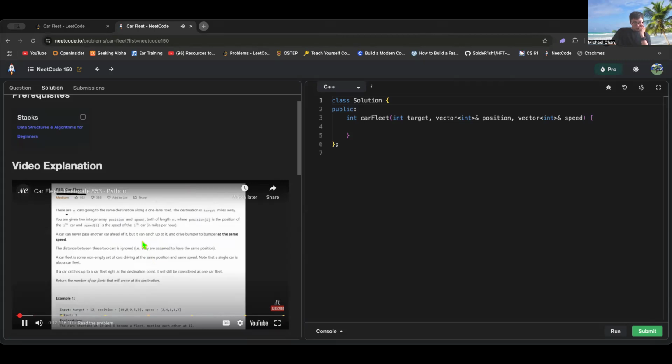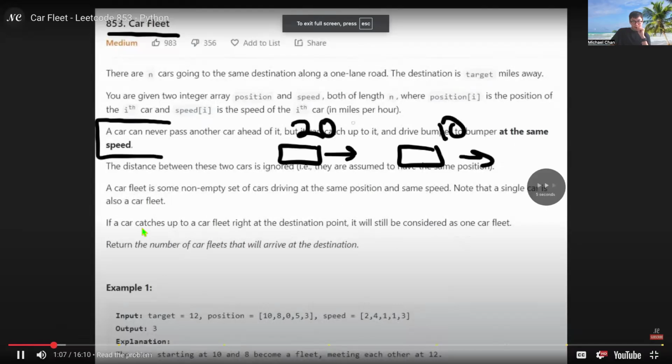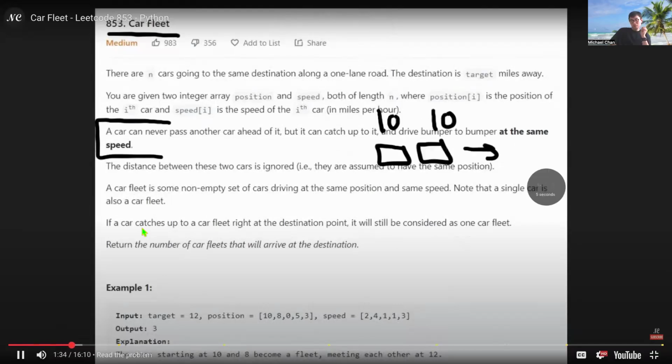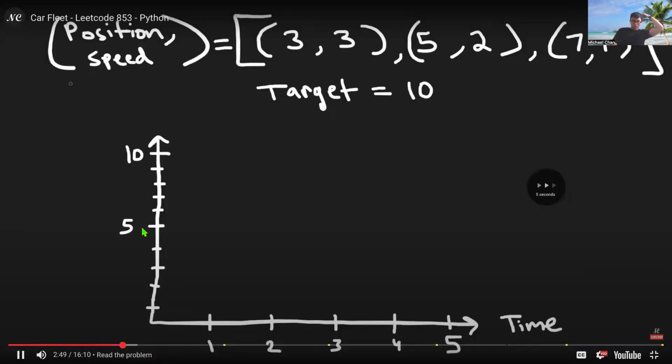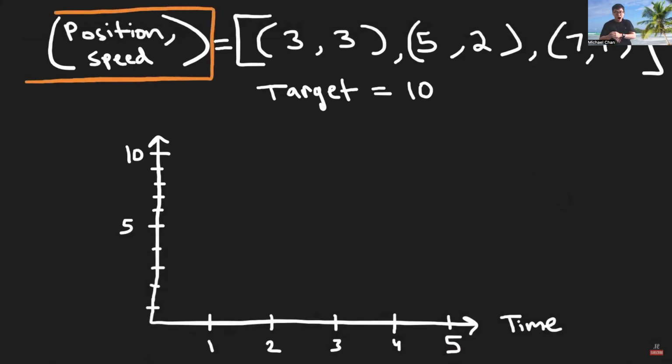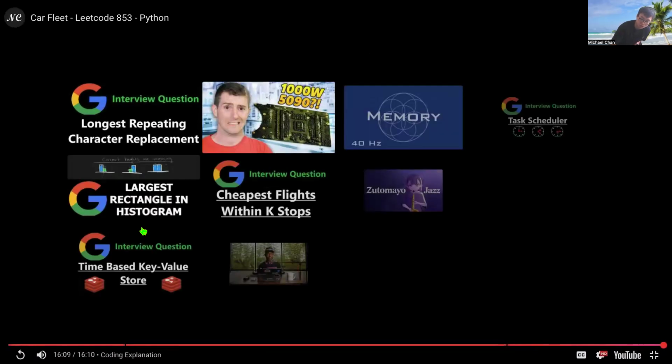So we're given n cars that are traveling along the same road. One car is eventually going to catch up, so we'll assume a car arrives at the destination. In this case, let's take a look at our own example. So here you can see I'm basically combining the two arrays that they give us. I know they give us a separate array for position and speed, but I'm just going to combine it into an array of pairs.